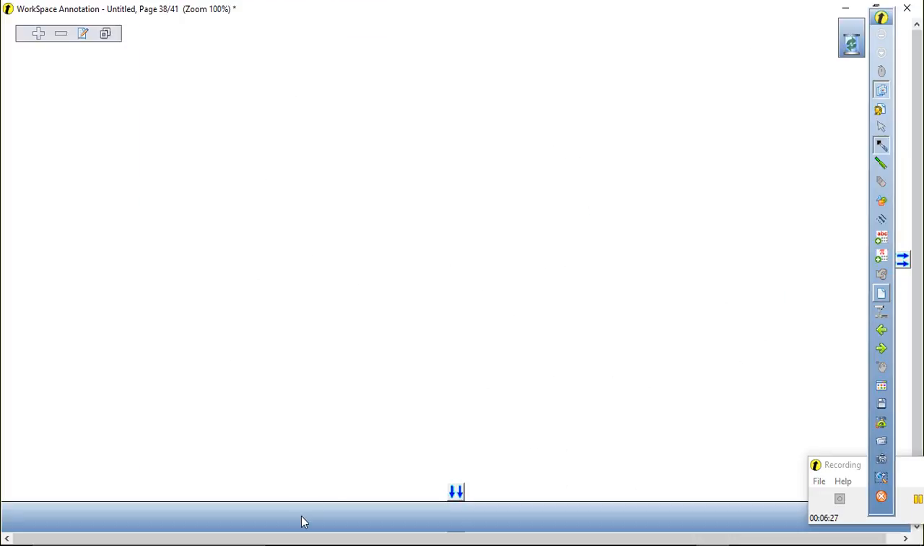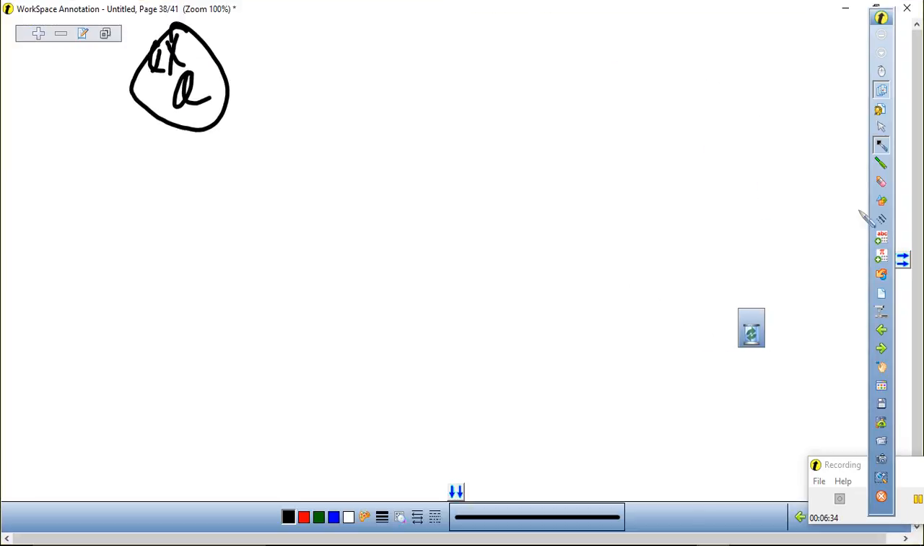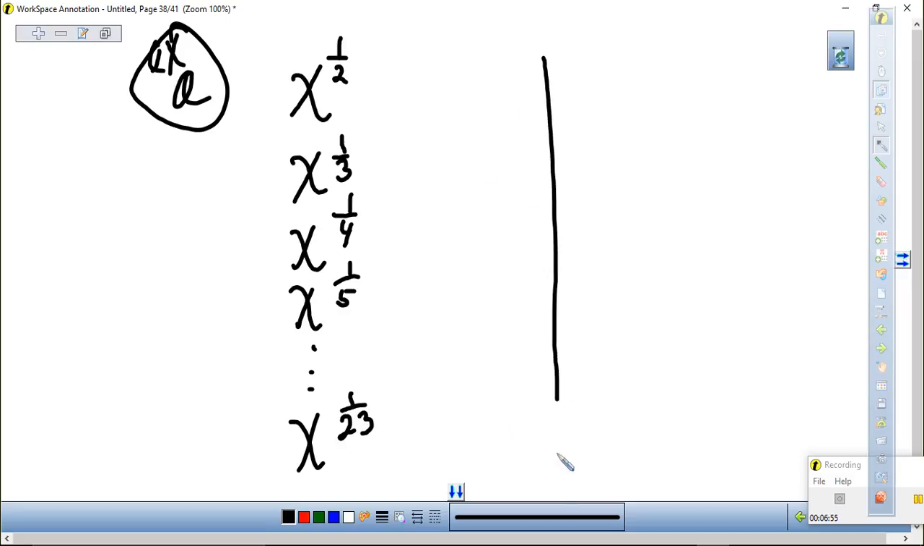On your paper, write this down. Example Q. We're going to be looking at fractional exponents. So let's start with x to the 1/2, x to the 1/3, x to the 1/4, x to the 1/5, dot, dot, dot, x to the 1/23. I'm going to leave a space, writing utensils down.